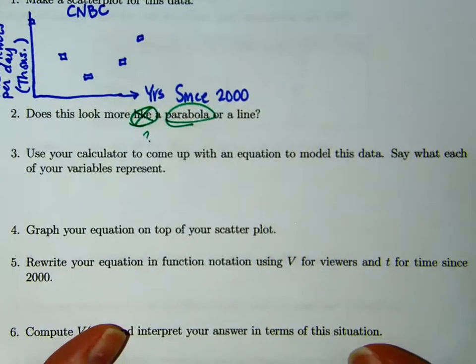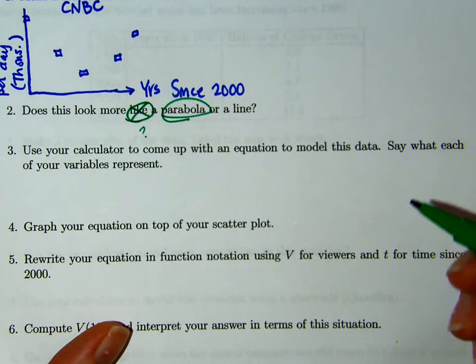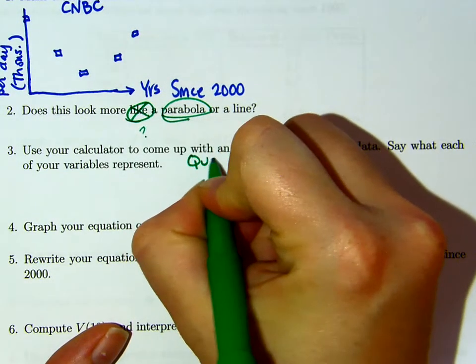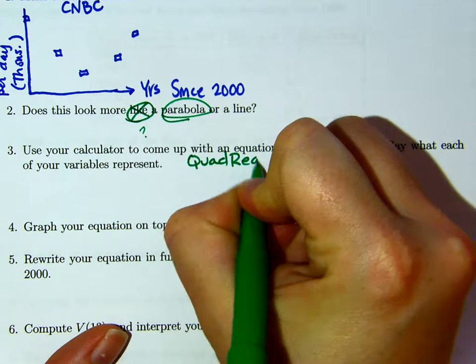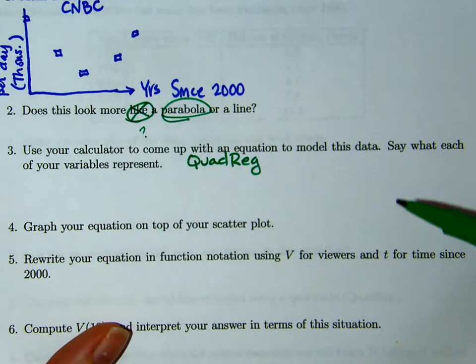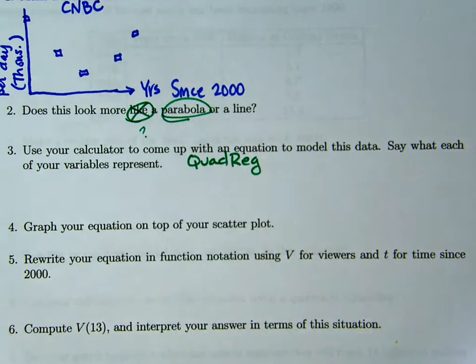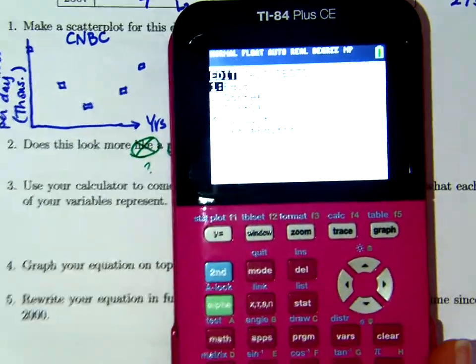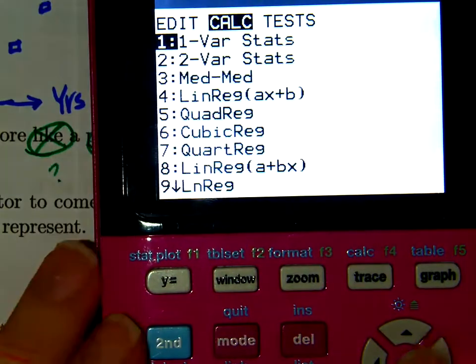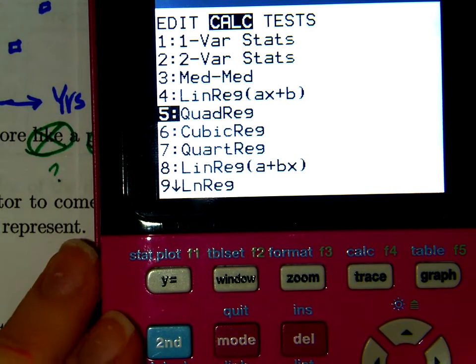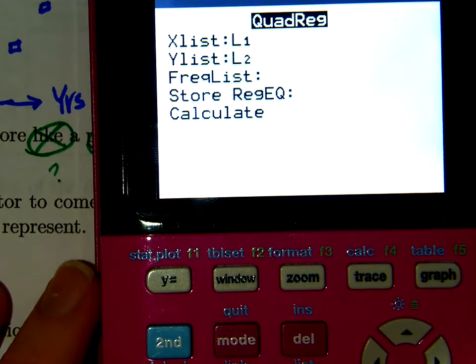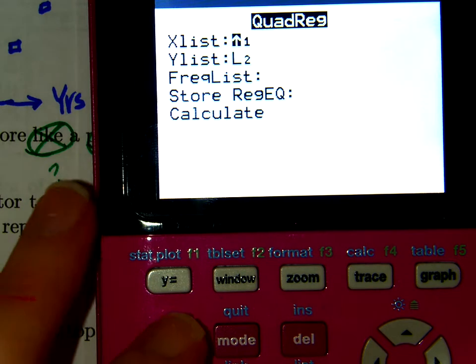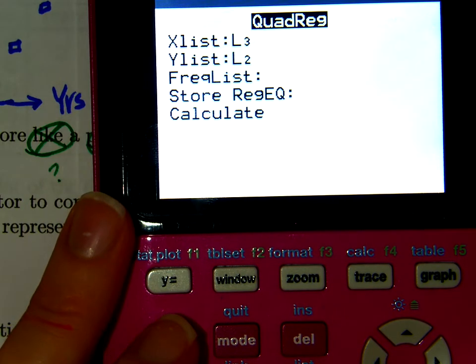Use your calculator to come up with an equation to model this data. So right off the bat, we are using quadratic as decided by the curvature. Say what each variable represents. Okay, let's do this again. Stat, over to calculate, down to quadratic regression. Hit enter. Not list 2 and list 3, we used list 1, list 2, we used list 3 and list 4.